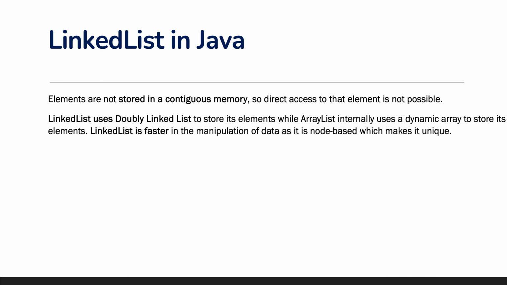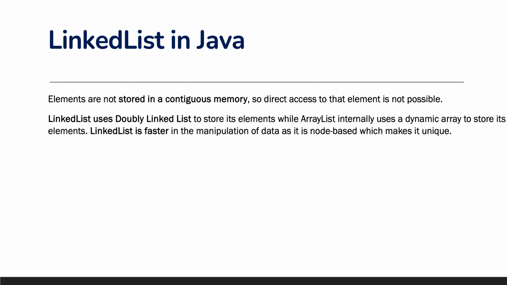So basically LinkedList uses a doubly linked list to store the elements. There are two types of linked list data structure, right? Singly linked list and doubly linked list. In Java, LinkedList uses a doubly linked list to store its elements, while ArrayList internally uses a dynamic array to store its elements. Dynamic array in the sense that it was internally using an array only, where the memory locations would be continuous, but dynamic in nature to store the elements. And LinkedList is using a doubly linked list.